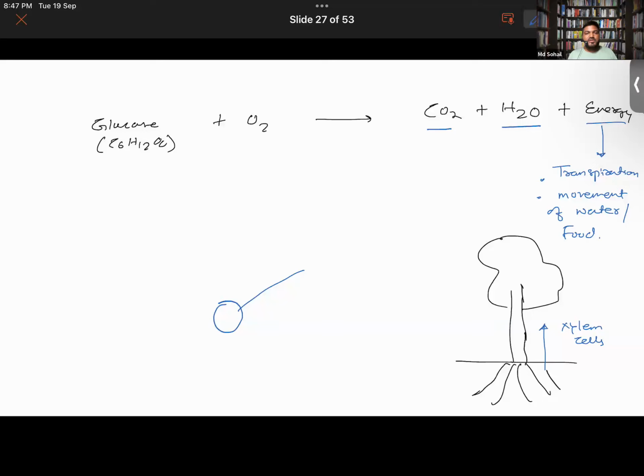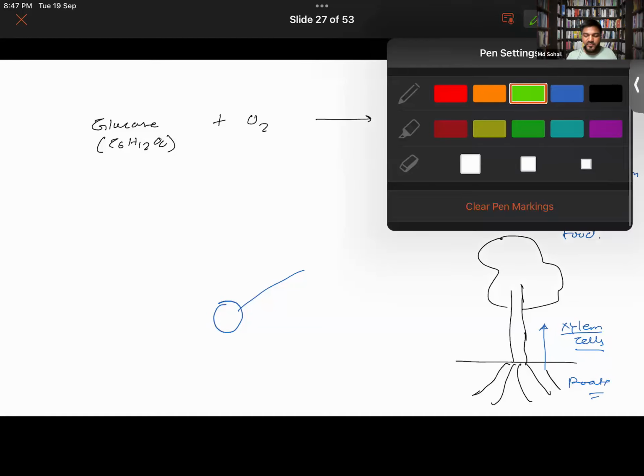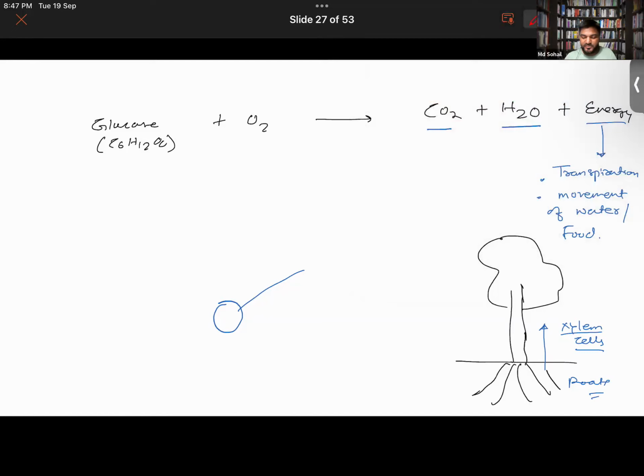So in the same manner, plants have also got special cells to take water from the roots. Is xylem a pipe or a cell? Look, there's a pipe-like structure, very good, as you mentioned here. That pipe-like structure is made up of xylem cells.